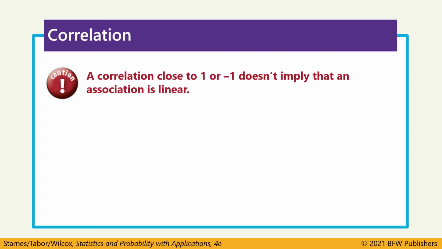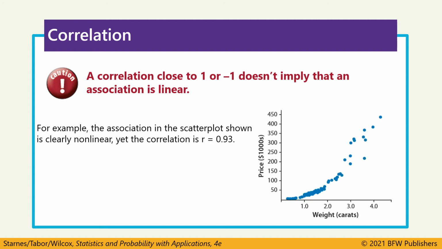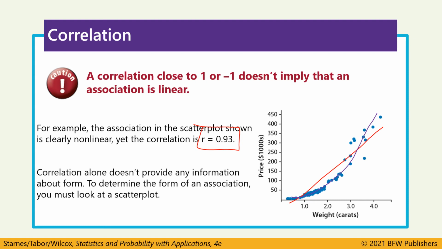Just a note that if we have a correlation that's close to 1 or -1, it doesn't necessarily mean that we're dealing with a linear association. For example, this graph that we saw in the last section has a strong correlation of 0.93. It's telling us it's positive. It's telling us it's close to a line of best fit. However, it doesn't tell us that it's linear. This is not linear, and instead we have a curved association. Correlation alone doesn't provide any information about what form this scatter plot is. And in order to see that, we really need to look at the graph.